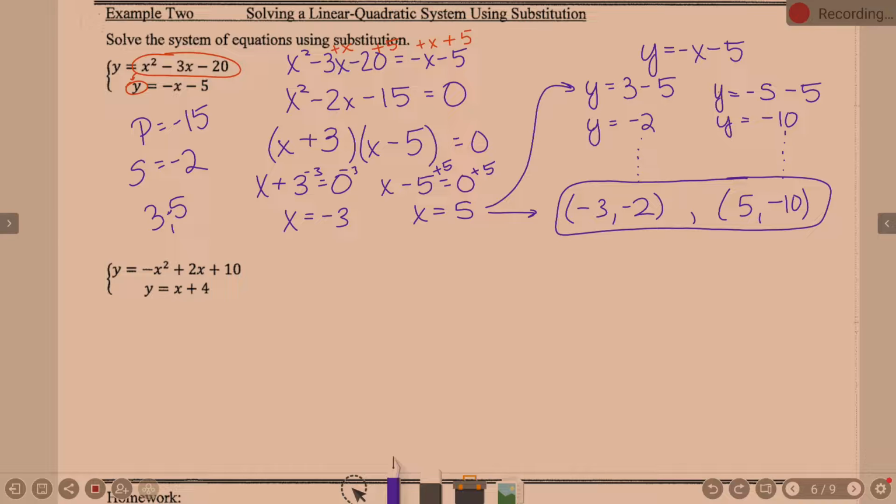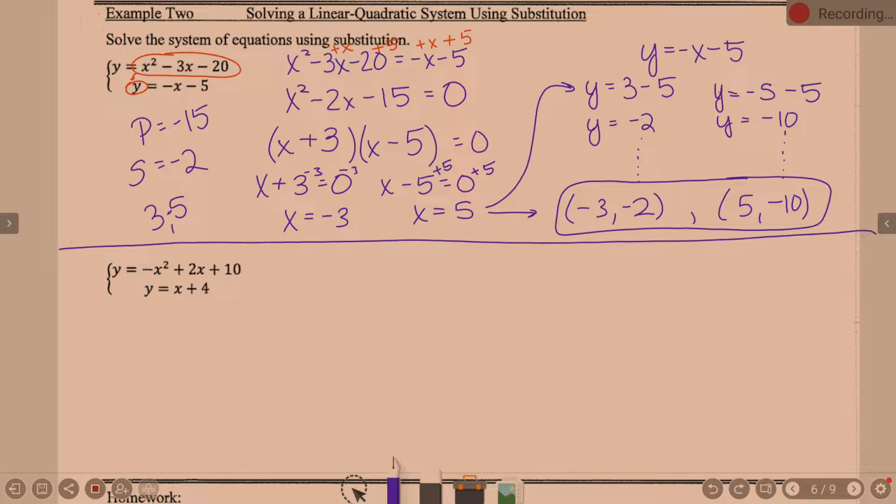Shall we practice on the second one? Got y equals -x squared plus 2x plus 10. Y equals x plus 4.